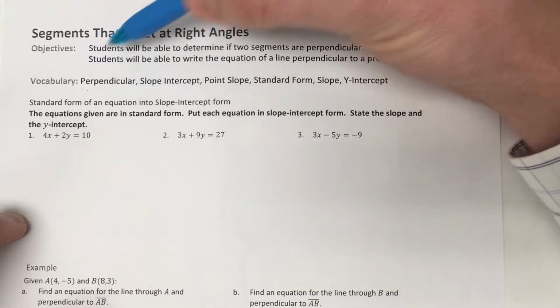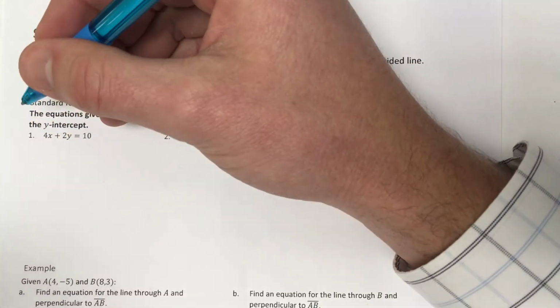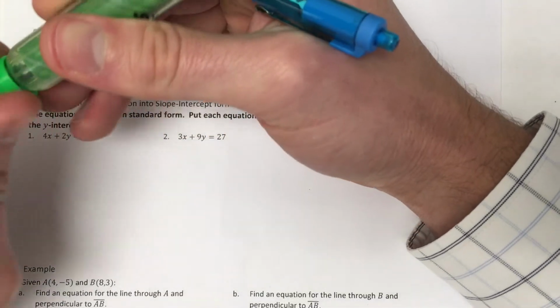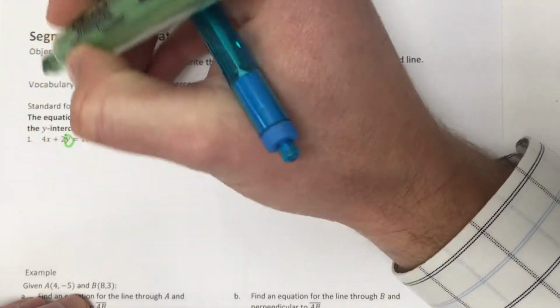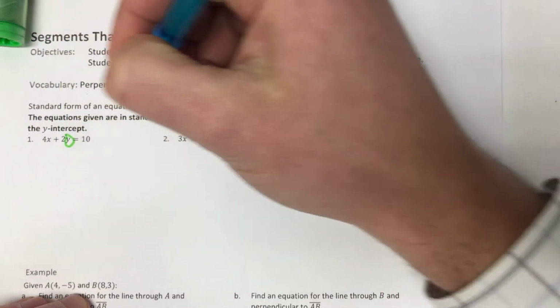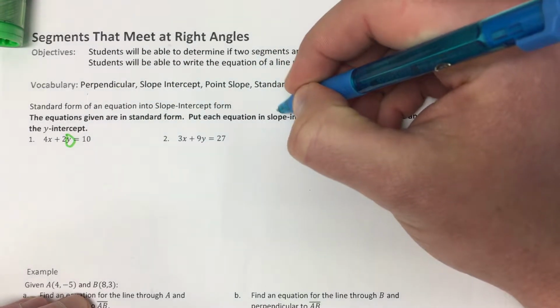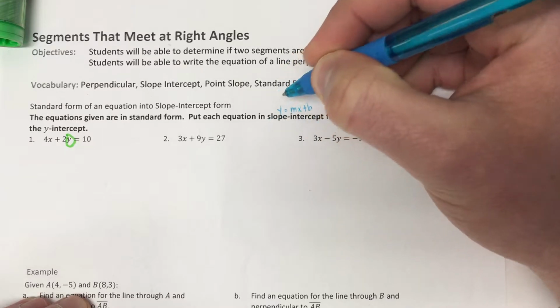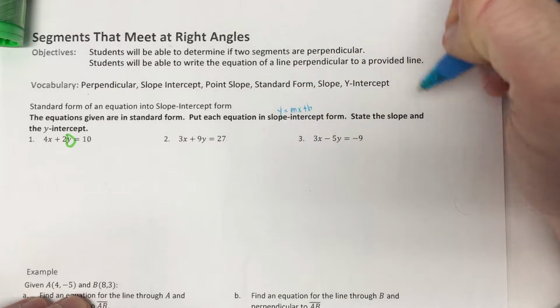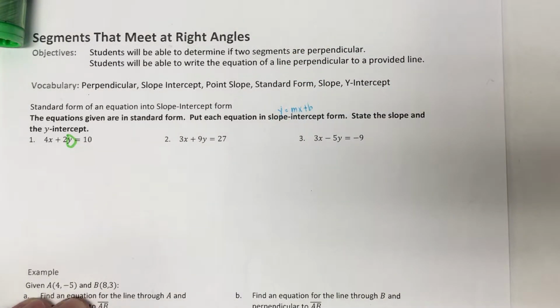But simply, when they want us to rewrite these, we want to solve for the variable y to get it in the form y equals mx plus b. As a reminder, slope-intercept form is y equals mx plus b. Notice how the y is all alone. And then from there we can state the slope and the y-intercept.